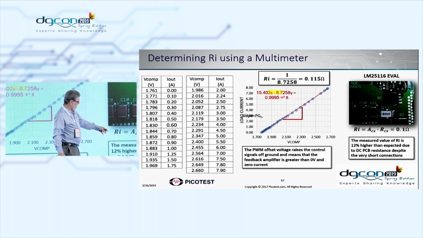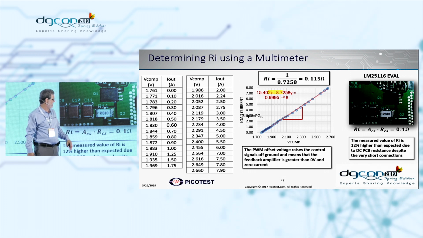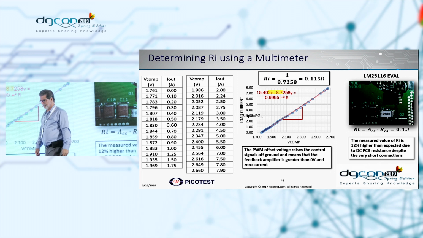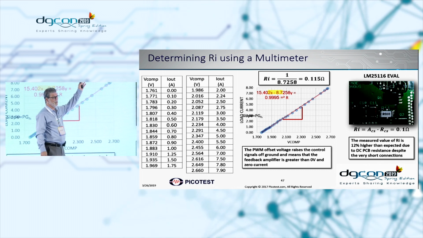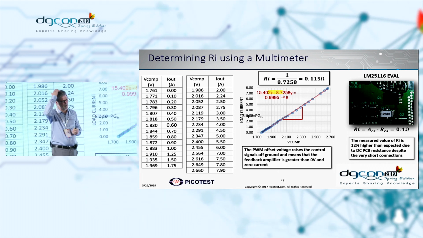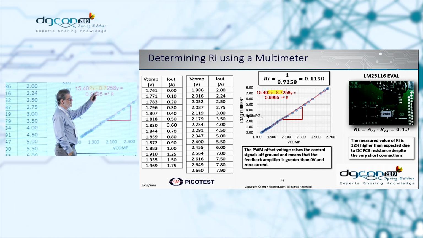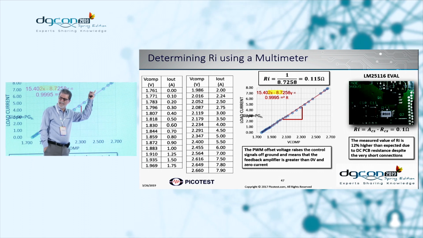The data sheet tells us RI is equal to ACS times RCS, and ACS they say is 10. 10 times 0.01 ohms. 0.1 ohms, very simple. Seems easy enough. We measured it. We get 0.115. That's really odd. We wondered why that was. We measured it on our board, and our board was even worse. Our board was 0.13. How can that be?